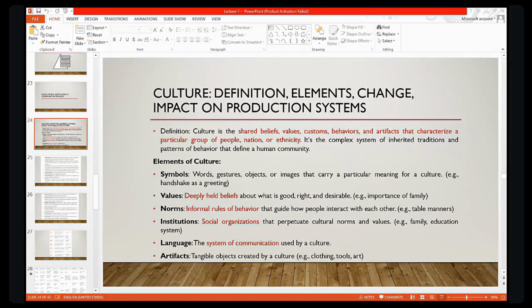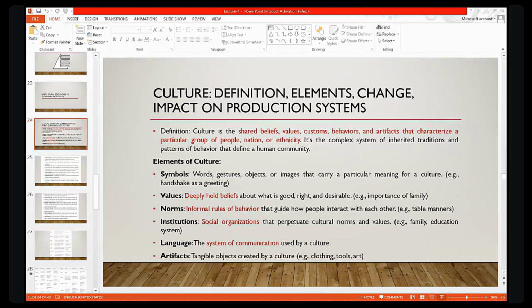Then third is the norms, meaning informal rules of behavior. They guide people how to interact with each other, like how to sit, give respect to the elders, table manners, meaning how to eat. These are examples of norms. Then institutions. You just need to remember the highlighted words. These are keywords that will help you to identify the correct option in the exam.